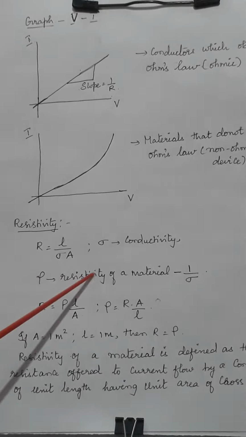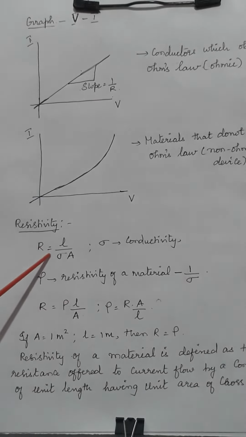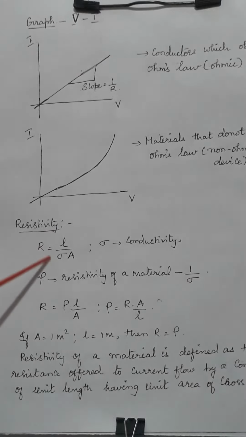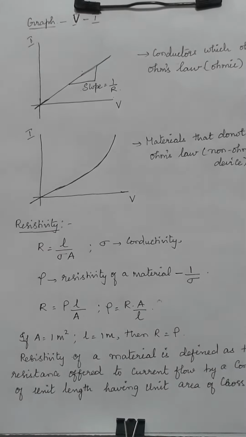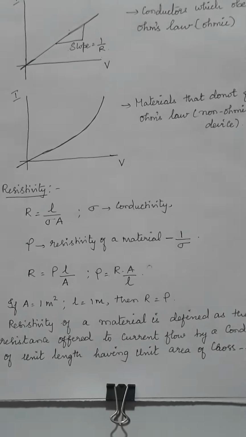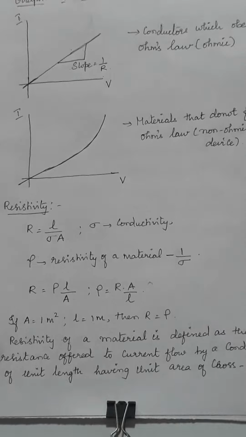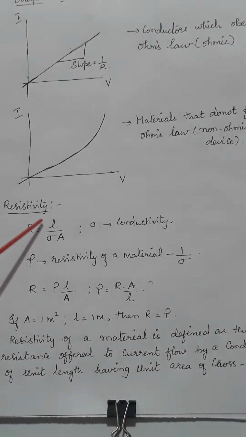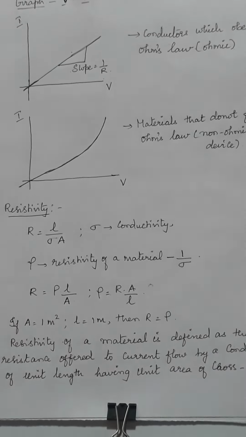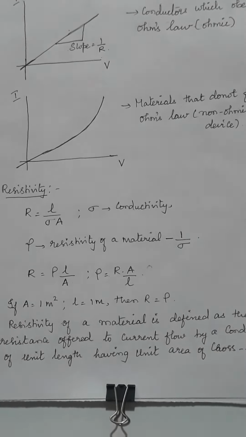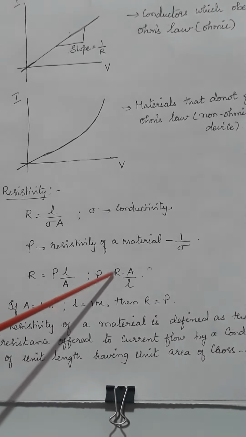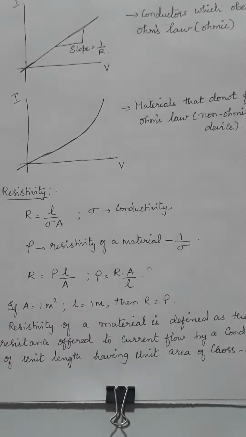So here in this relation I can write this as R is equal to 1 by sigma into L by A. This 1 by sigma is the inverse of conductivity. What is the inverse of conductivity? Maybe the inverse of conductivity is resistivity. So hence in the place of 1 by sigma I can write it as rho. Rho is nothing but the density of the material. So here rho is equal to R into A by L.